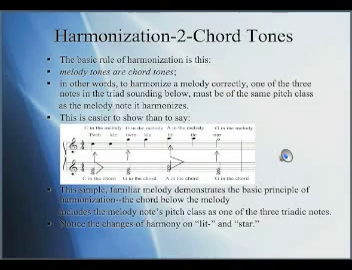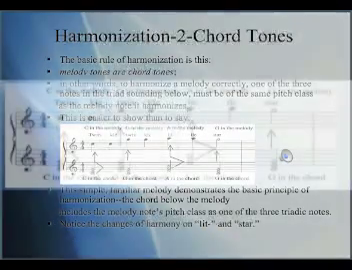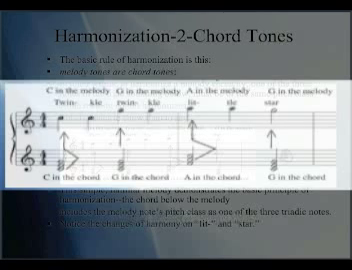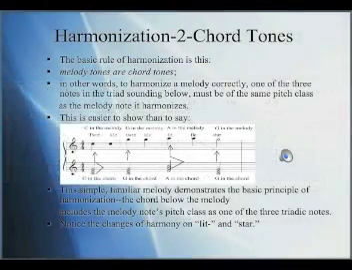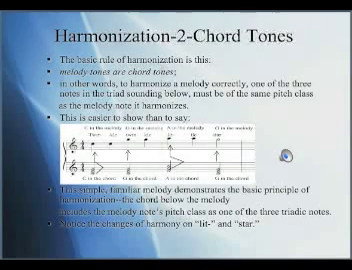In this simple melody, we can see that there are some melody notes which don't go with certain chords. If you find the chord that goes with, that is, the chord that has that note in it, then you've achieved a rational harmonization.